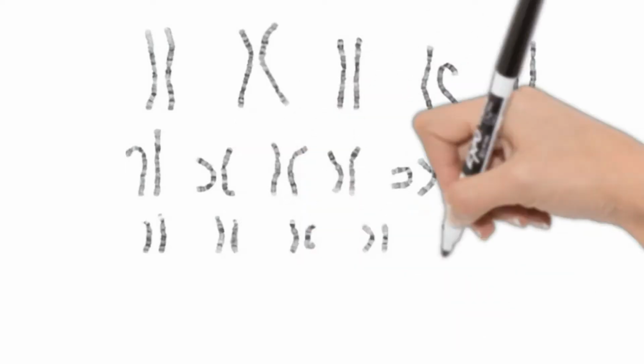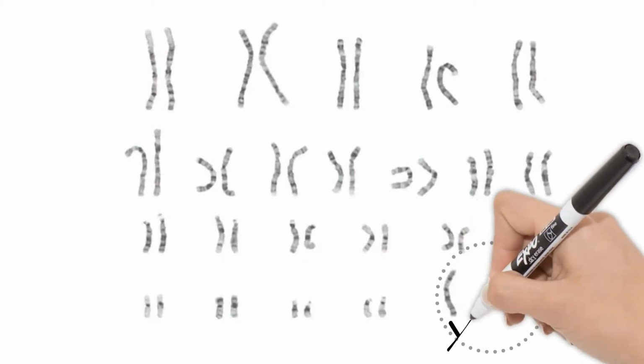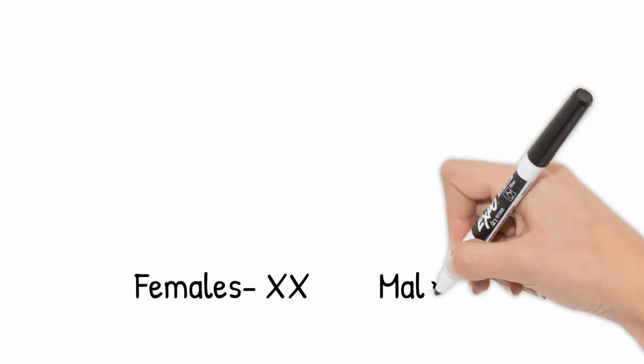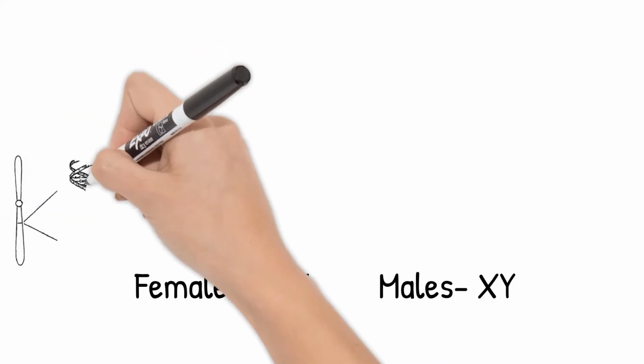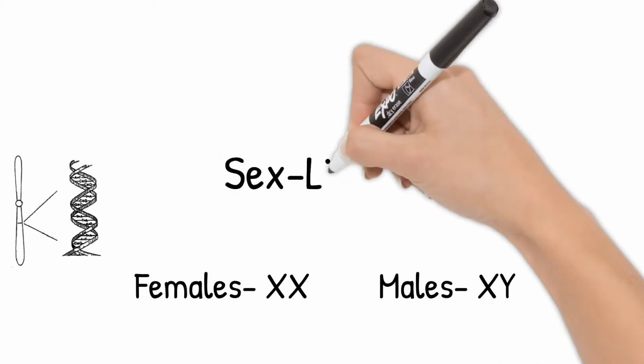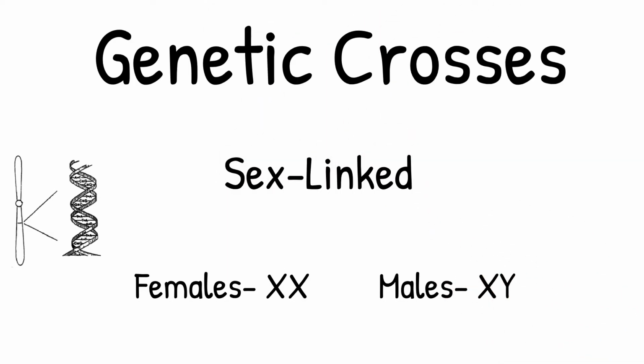Of our 46 chromosomes, everyone has two sex chromosomes. We call these X and Y. Females have two X chromosomes and males have one X and one Y. These chromosomes also carry genes, and we can do what is called sex-linked crosses to follow traits through generations.